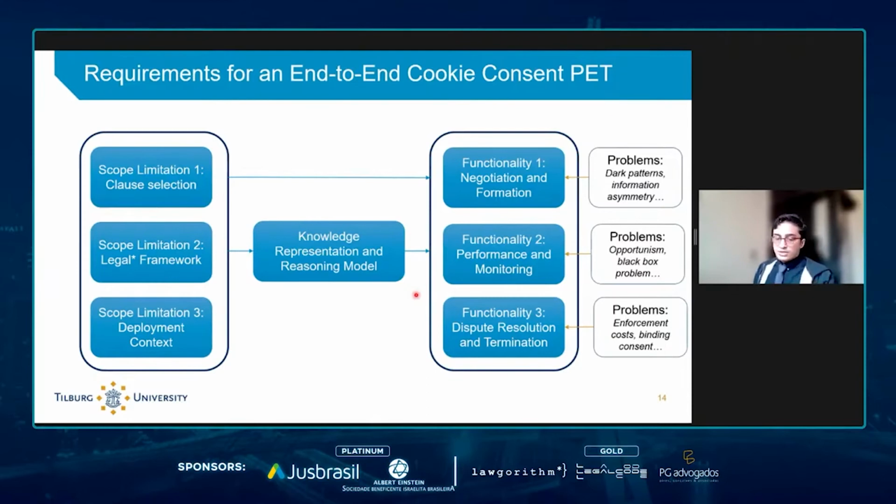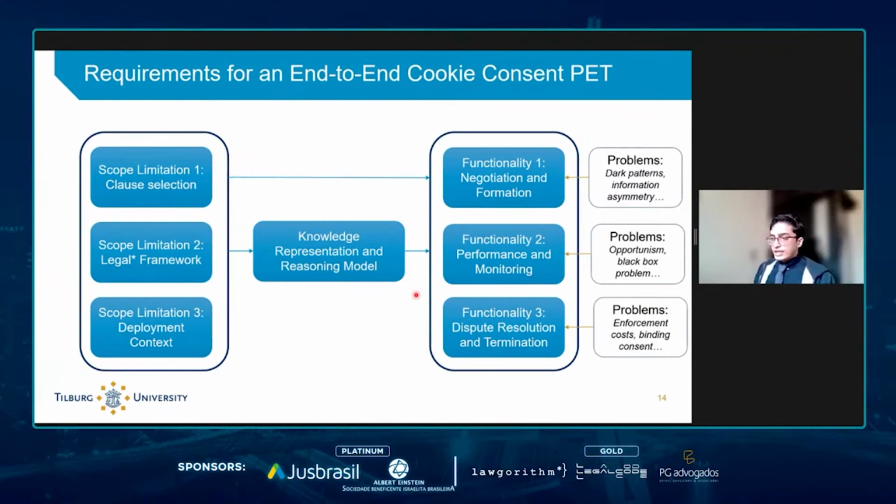So for Cookie Classes, this is the IAB Transparency and Consent Framework. For Consentomatic, this is GDPR. The third is the deployment context: web browsers, Android phones, IoT devices. In our survey of PETs, we find that there are a variety of contexts that they are deployed in.